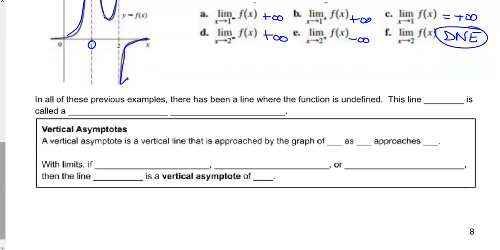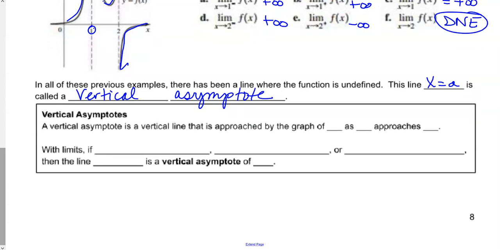Okay? So, in all of these previous examples, there's been a line in our function that's been undefined. This vertical line that we don't cross, that we just approach. And that line, x equal a, is defined to be a vertical asymptote. It's hard to get that spelling on asymptote. It's kind of a funky one, but make sure that you know how to do that.